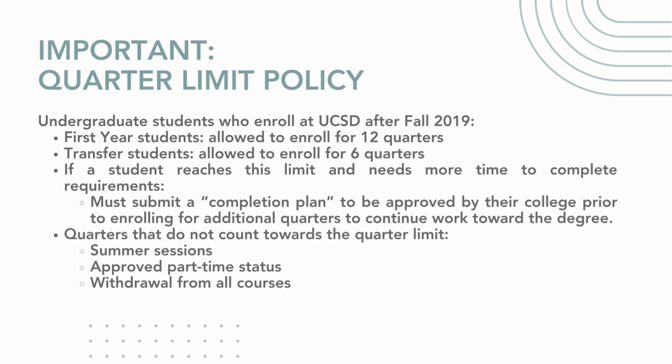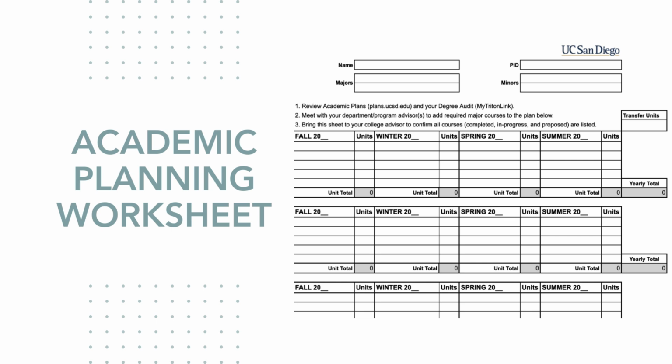Our first tool to building an academic plan is the Academic Planning Worksheet. On the screen, you'll see a sample of what the Academic Planning Worksheet looks like. When you create an academic plan, it is a tentative plan since it can change at any time given that you add or drop a course. However, it is also a live document. You can change your worksheet at any time if you find yourself making changes to your schedule.